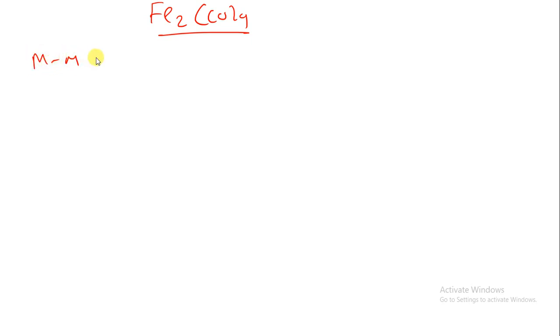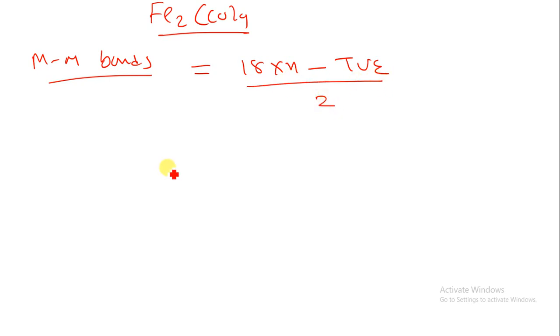So now the metal-metal bond calculation. The formula is 18 into n minus total valence electrons, divided by 2. First let us start with the total valence electrons. Fe has atomic number 26, so the configuration is Ar 4s2 3d6. So there are a total of 8 electrons in the outermost orbitals of Fe, so the total valence electrons are 8 into 2.